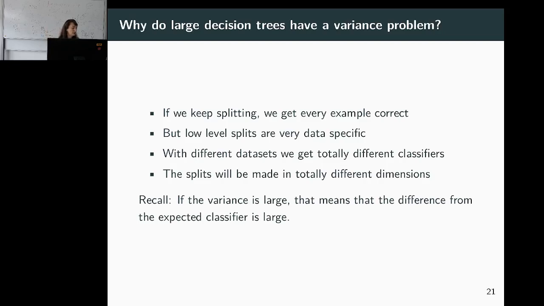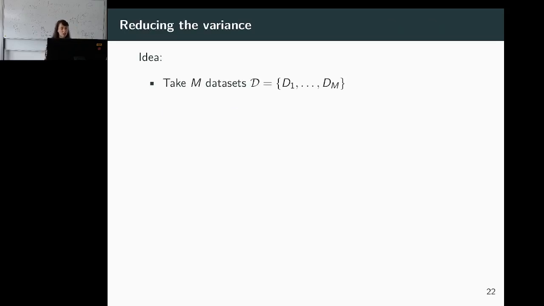If the variance is large, that means the difference from the expected classifier is large. What do we need to do to reduce the variance? The idea is actually very simple. We just take a lot of data sets, not just one, but a lot. Since our problem is the variance across other data sets, where each data set leads to a totally different classifier, we say, okay, no problem, we just take m data sets.